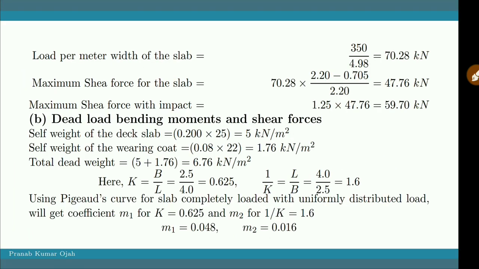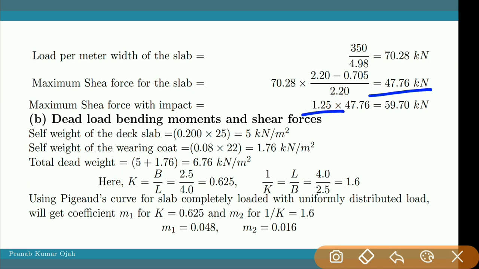So here we have calculated the maximum shear force as 47.76. Now the maximum shear force with impact: if you consider the impact loading as 1.25, I will get the final maximum shear force as 59.70 kN.